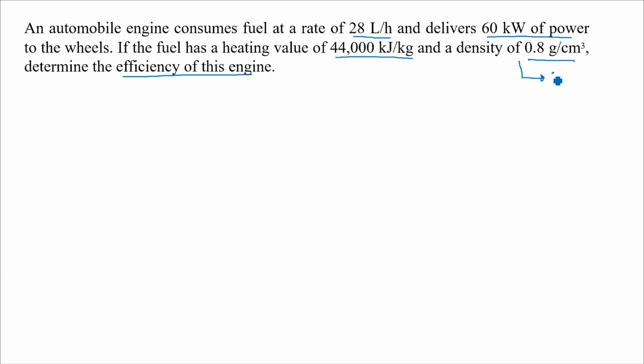0.8 grams per centimeter cube is essentially the same as 0.8 kgs per liter. 1000 grams is equivalent to 1 kg and 1000 centimeter cube is equivalent to 1 liter. So grams per centimeter cube is essentially the same thing as kgs per liter. Considering this, you have to find out the efficiency of the system.